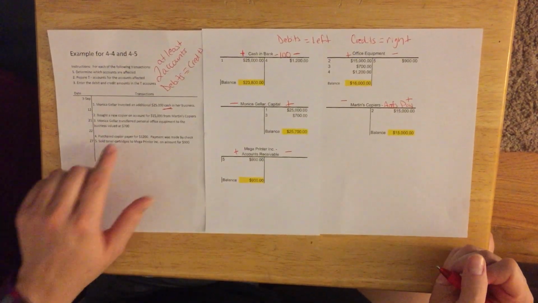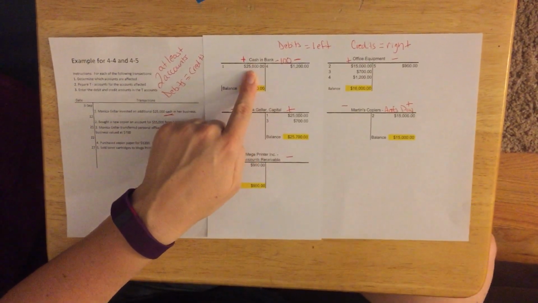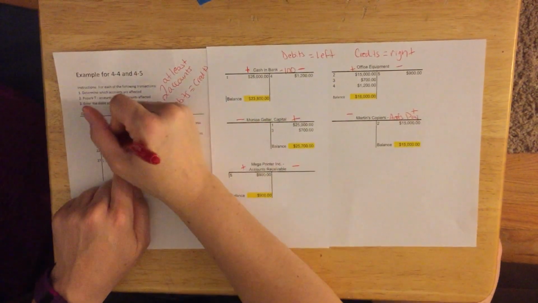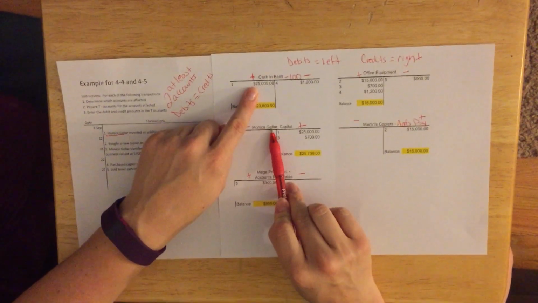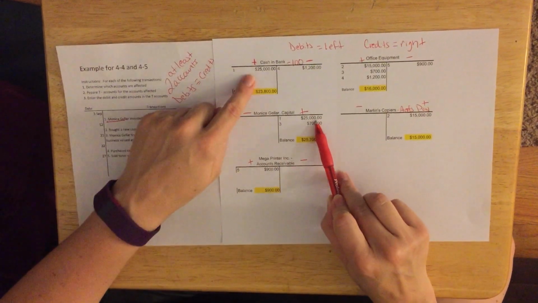Okay, so going back to that first one, we have $25,000 that's in here debit, but remember, every debit must have a credit. And since it's the company person, Monica Geller, putting into the business of the capital, we're going to debit cash and bank, and we're going to increase our capital by doing a credit to capital, making our debits equal our credits.